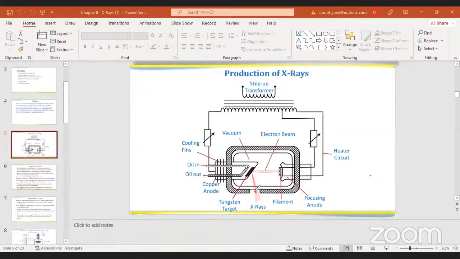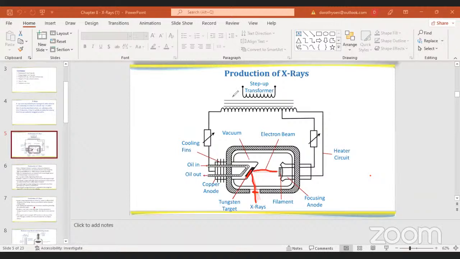So the target, this window here, the target is this one here, which is placed at an angle of 45, so that the X-rays, which are these ones, are able to be directed to the window. These are electrons, a stream of electrons, which are cathode rays. When you were covering the topic, the CRO, cathode ray oscilloscope, you were told that these are the cathode rays, the stream or beam of electrons.